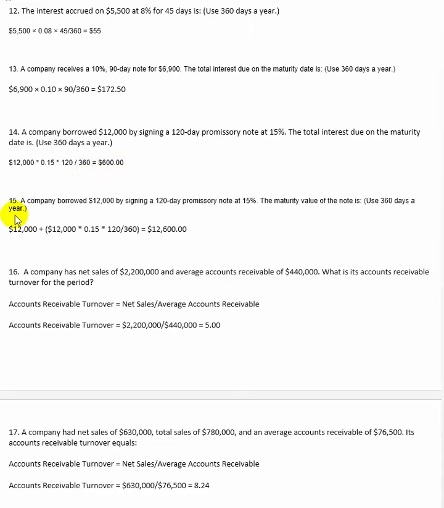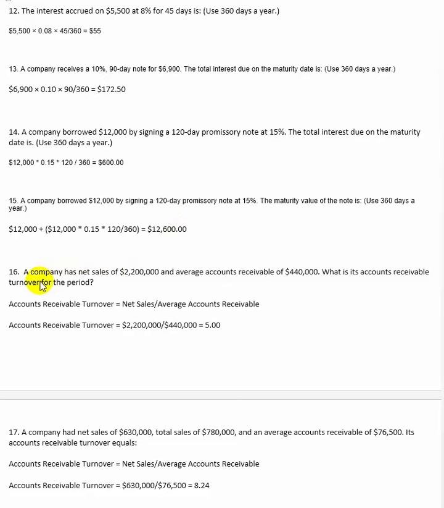Number 15. Company borrowed $12,000 by signing a 120-day promissory note at 15%. The maturity value of the note is, maturity value is principal plus interest. So it's going to be $12,000 principal plus interest at 12,000 times 0.15 times 120 over 360. All of that equals $600. So it's going to be $12,600.